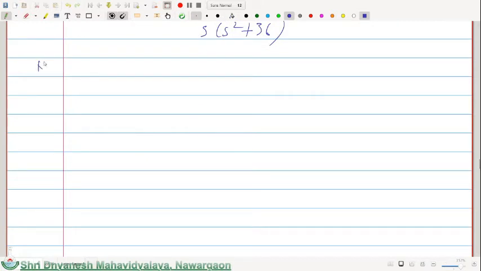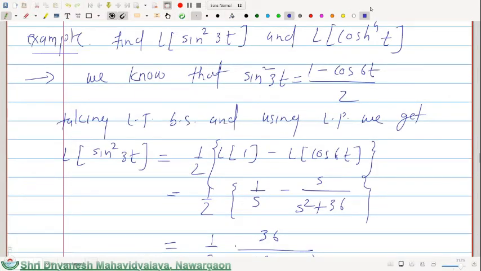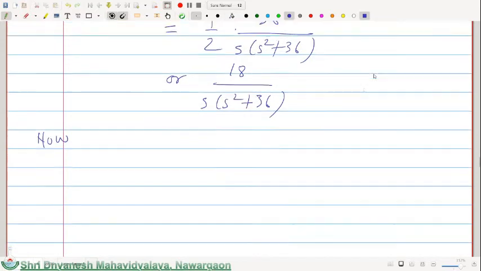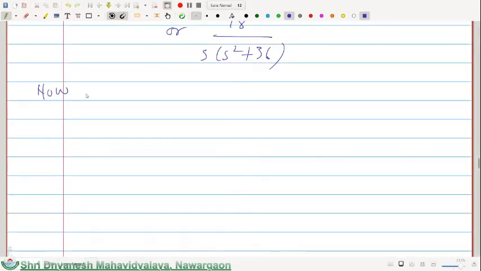Now we find the Laplace transform of cos hyperbolic power 4t. Now we have the formula for cos hyperbolic square t equals (1 plus cos hyperbolic 2t) upon 2.